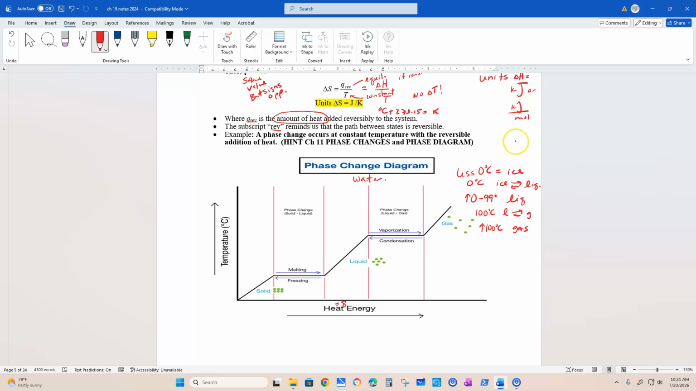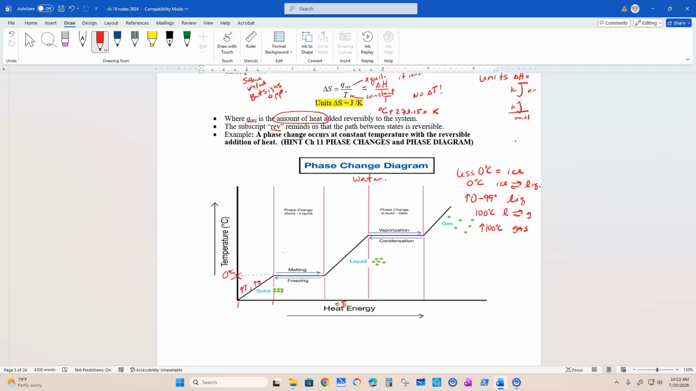So if you notice right here, at this point in time, below this means it's below zero. So right here, this is 0 degrees Celsius. So below zero, you're still at a solid. My temperature is increasing, and I'm also adding heat because as I go up, I increase temperature, and as I went from here to here, I have added heat.